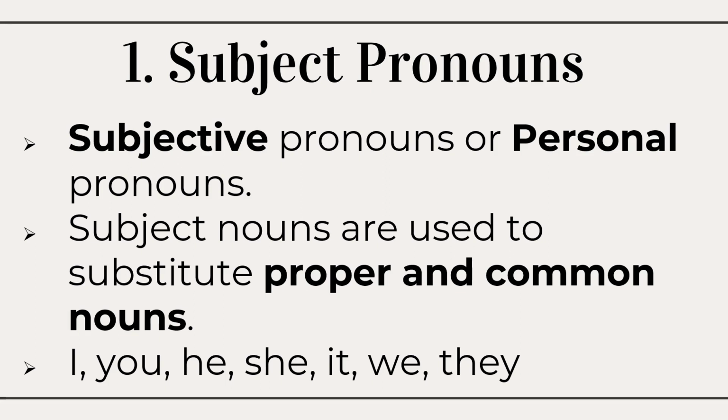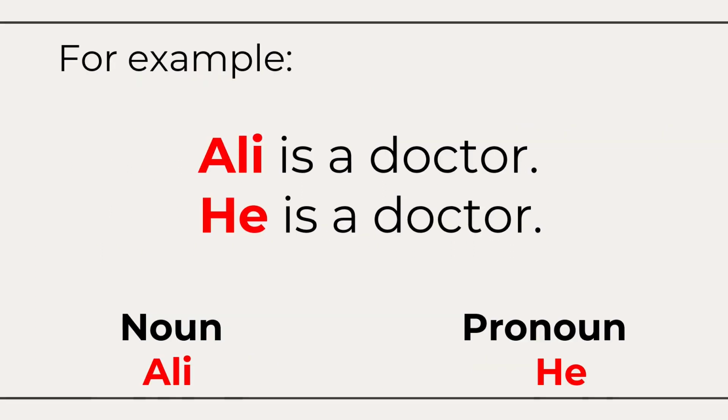The words I, you, he, she, it, we, they are all subject pronouns. Let's take a look at this example. Ali is a doctor. Ali is the subject in the sentence. Ali is a proper noun, and we're going to replace that noun with the pronoun he. It becomes he is a doctor.